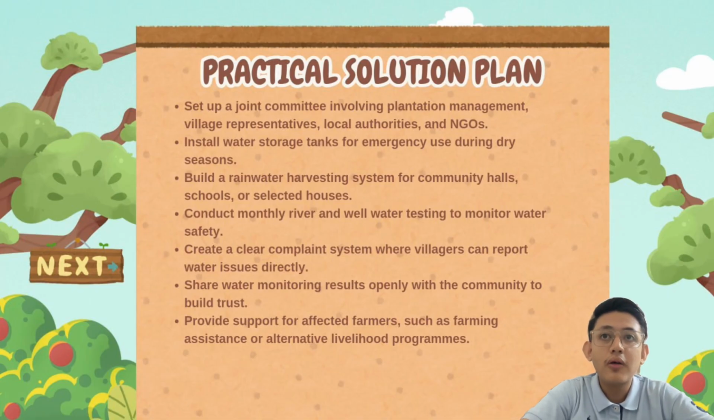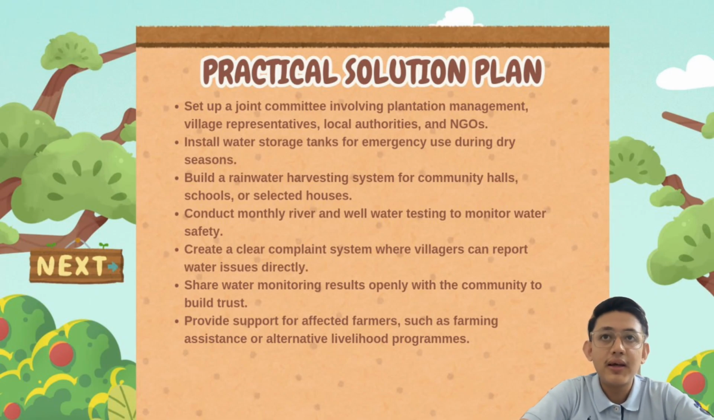Number 4, conduct monthly river and well water testing to monitor water safety. Number 5, create a clear complaint system where villagers can report water issues directly. Number 6, share water monitoring results openly with the community to build trust. Number 7, provide support for affected farmers, such as farming assistance or alternative livelihood programs.